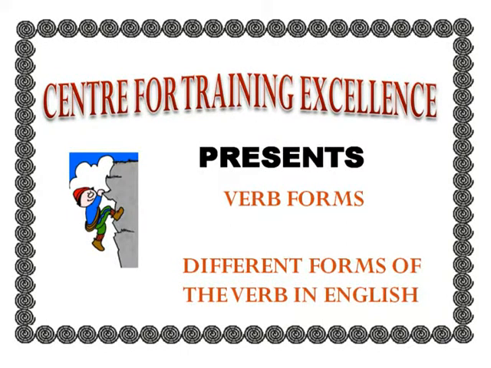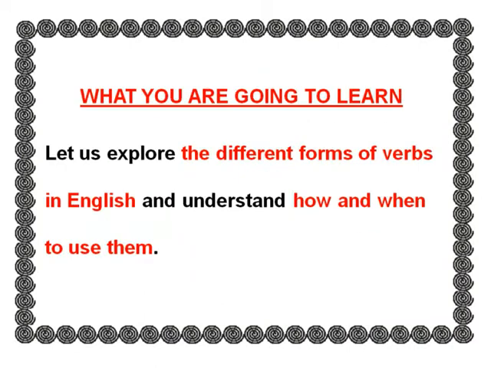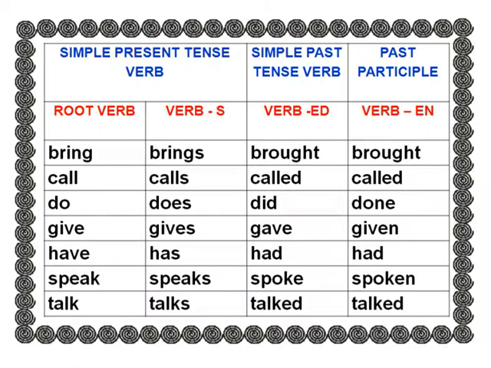Different forms of the verb in English. Let us explore the different forms of verbs in English and understand how and when to use them. Look at the table here. We have 4 forms of the verb.